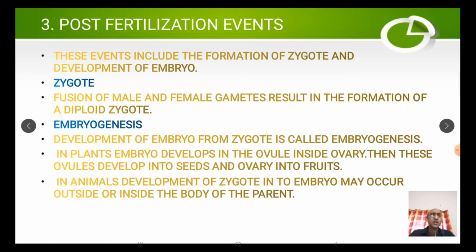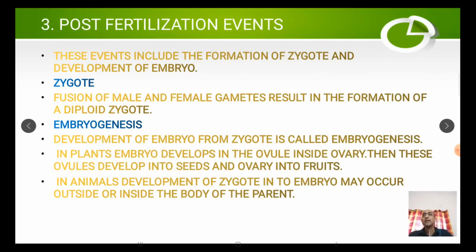We will not study it in detail. I am just going to give you preliminary ideas about zygote and embryo. Now zygote is a diploid structure. How is it formed? By the fusion of male and female gametes. Got it? Now the embryo is formed from the zygote, and the process through which the embryo is formed from the zygote is called embryogenesis.